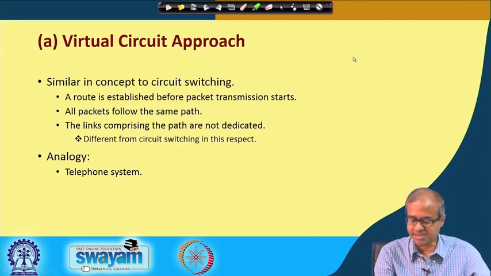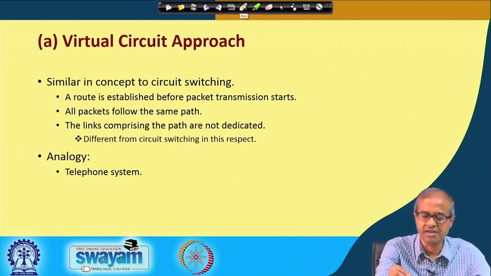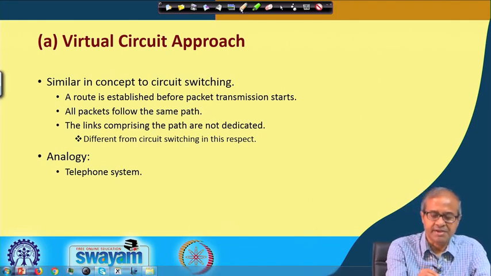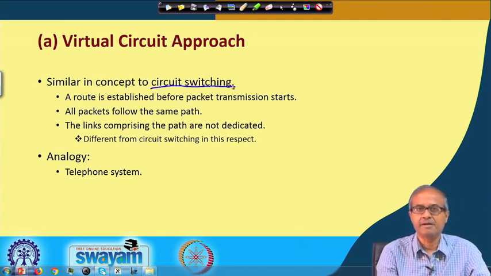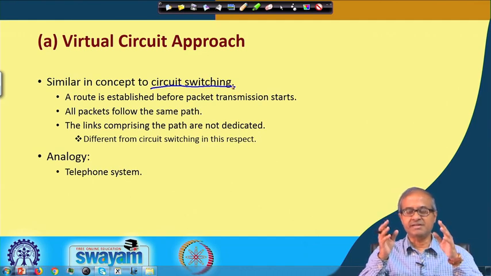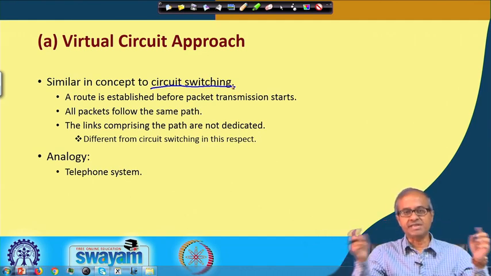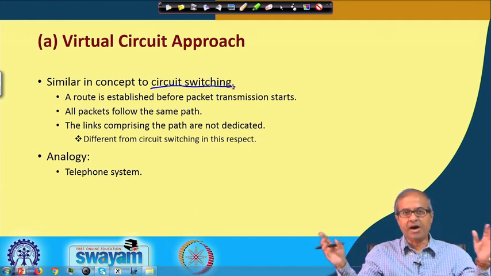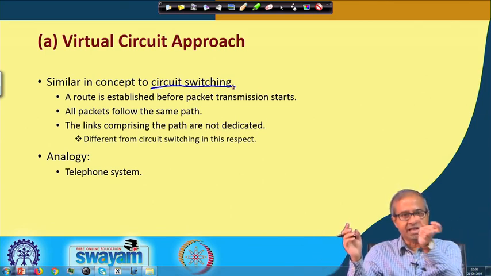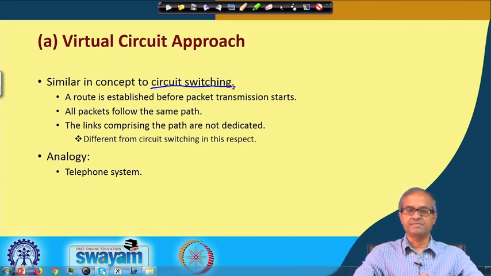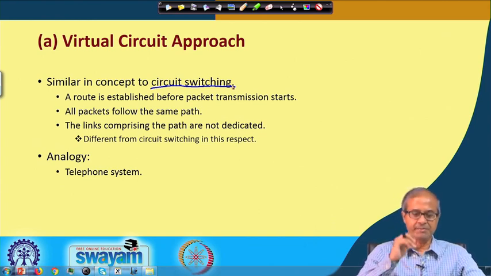Now, the first method, which is the virtual circuit approach, I am just mentioning briefly because this is not that widely used in the internet, very rarely you will find this. Now, here the concept is somewhat similar to circuit switching. In circuit switching, you recall I said before a communication some path is decided upon and the links are dedicated or reserved. Some guaranteed bandwidth is provided for the communication. Okay.